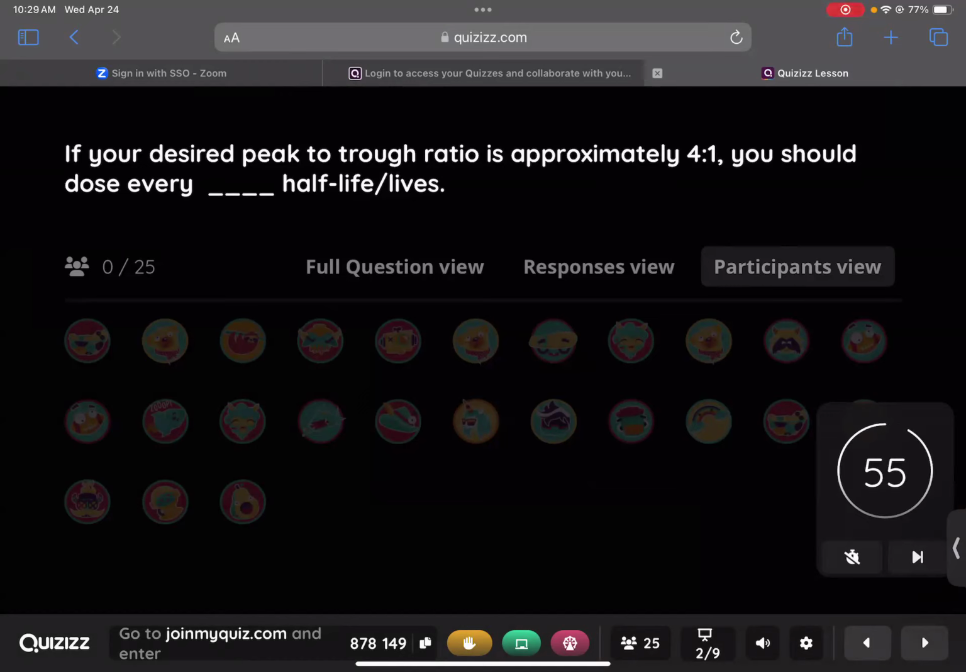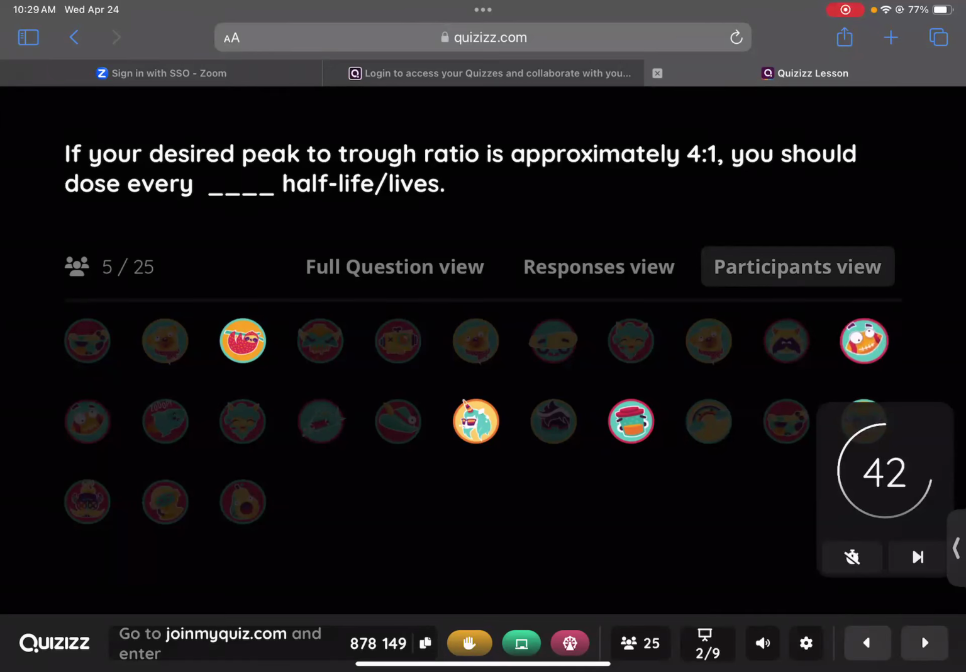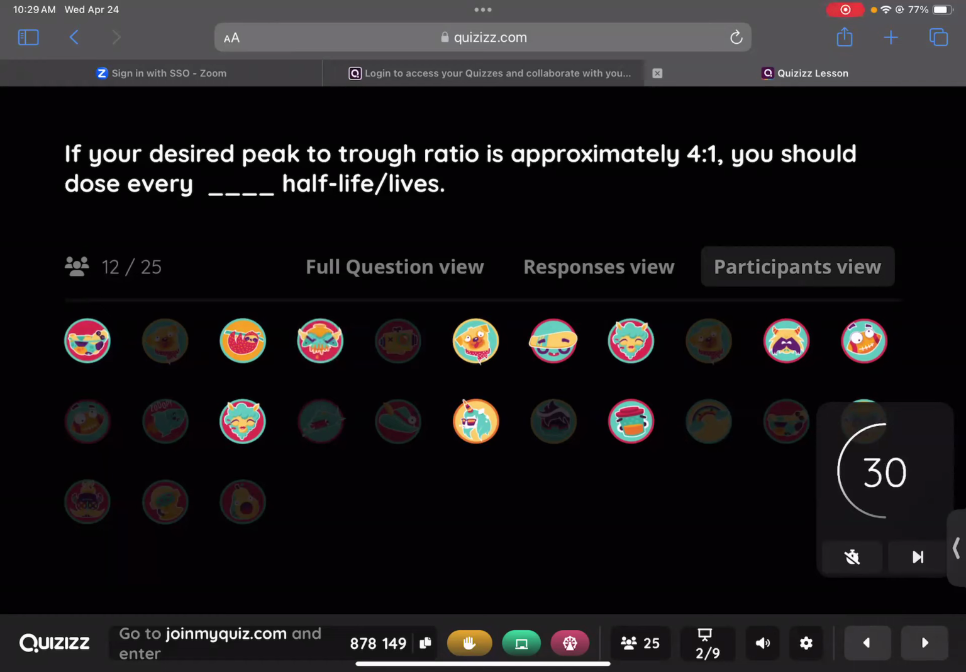If your desired peak to trough ratio is approximately 4:1, so you want your peak to be 4 times your minimum, your trough. And you can see how we use this in dosing now, right? Depending on what our goals are, you may say, I want a peak to trough ratio of 2:1 or 4:1 or 10:1, right? So you can use that to figure out how many half-lives you're going to need to be apart as far as your dosing intervals go.